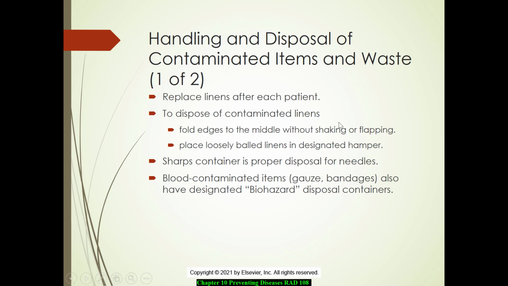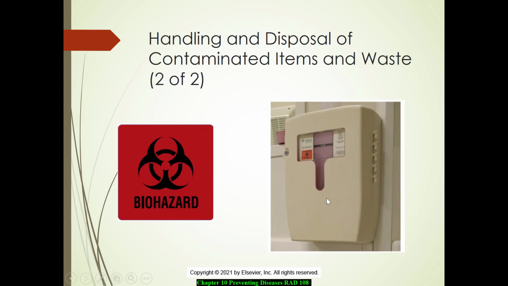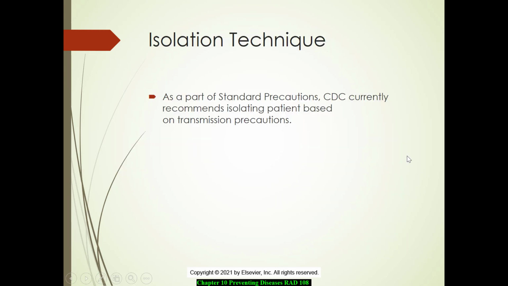Sharps should be properly disposed of, especially because of needles. We want to avoid needle pokes, so make sure you put those in the sharps container. And any blood-contaminated items, such as gauze and bandages, need to go in a labeled biohazard disposal container. They're going to look something like this. They'll have a red symbol, and they'll be hanging in the room for your needles, and then there'll be another area that has a trash bin for biohazard items or bandages.